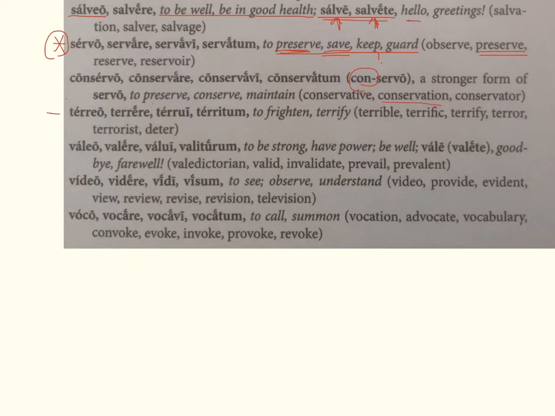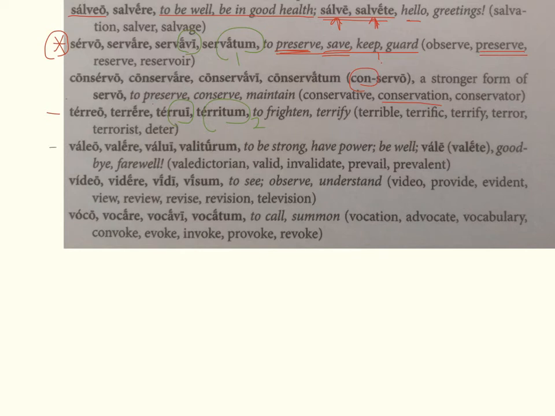Our next word right here is terreo, terrere, terrui, territum, and it means frighten or terrify. We have quite a few little derivatives from there. Oh, and I forgot to mention with servo, we saw the avis and the atums. And here in second conjugation, we see the uis and the itums. So here's a really good example of first conjugation typical endings for third and fourth principal parts, and for second conjugation third and fourth principal parts.